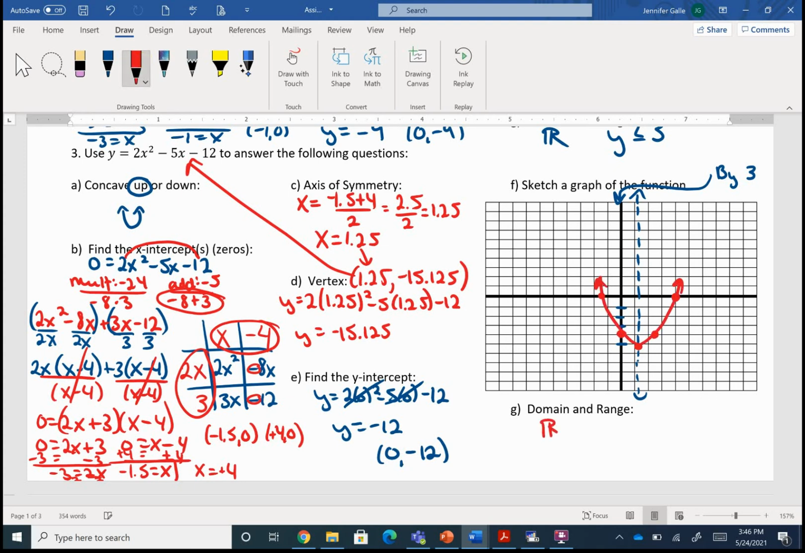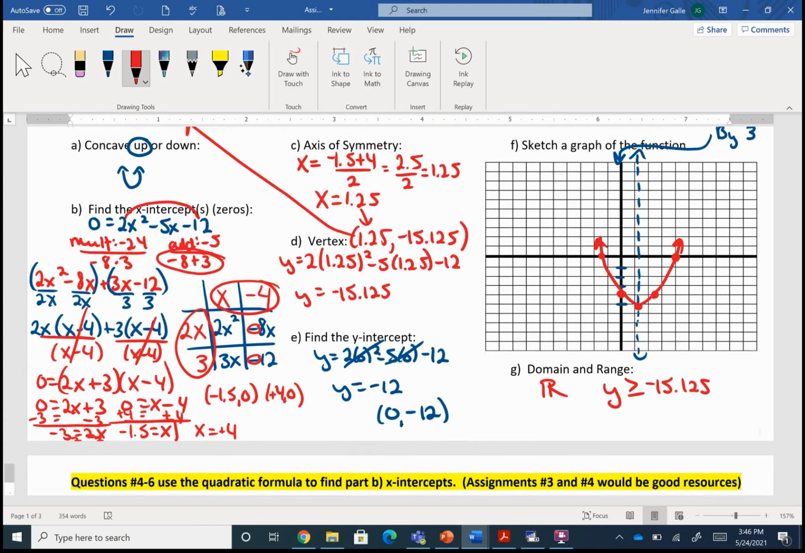The domain is all reals. The range, y is greater than or equal to, because the graph opens up. And it's greater than or equal to the y value at the vertex. Feel free to pause, rewind as you need to.